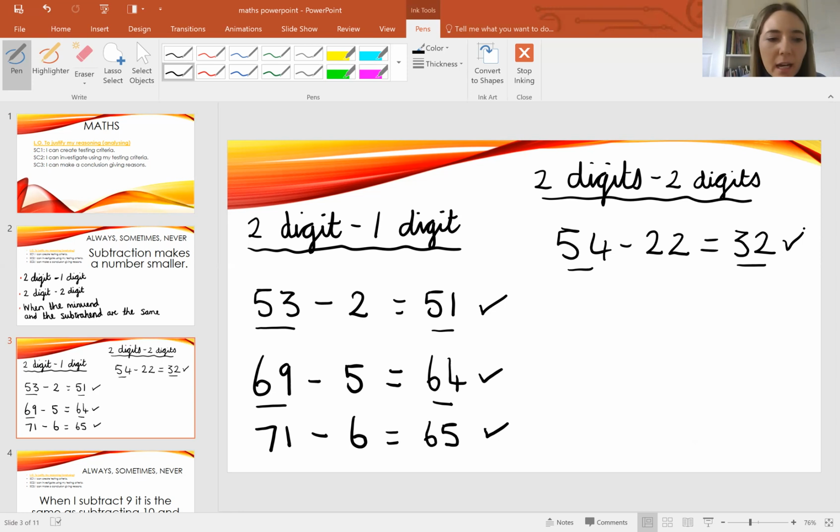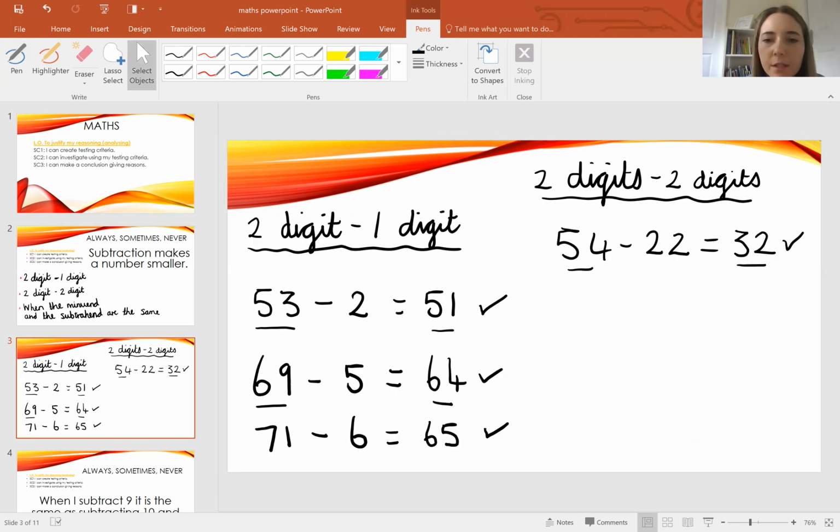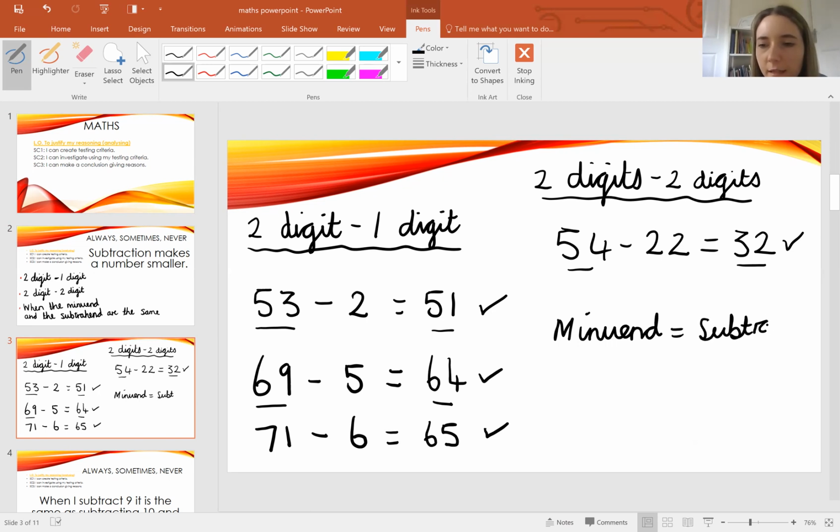Okay, now we need to go back to our testing criteria. And it says when the minuend and the subtrahend are the same. So I'm going to put here minuend equals subtrahend, because remember the equals sign means the same as.